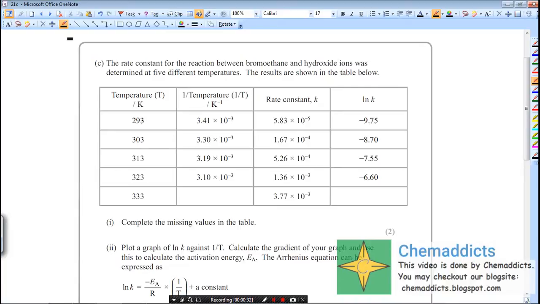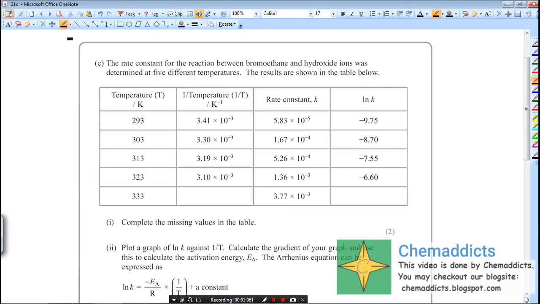The question says the rate constant for the reaction between bromoethene and hydroxide ions was determined at five different temperatures. The results are shown in the table below. So here temperature is given, reciprocal of temperature, then rate constant k, and ln k. At first they have asked us to complete the missing values in the table.